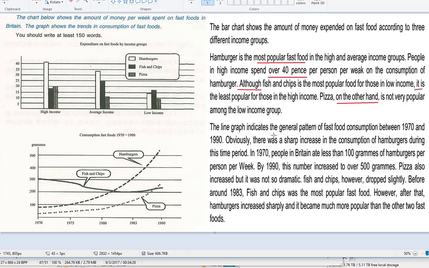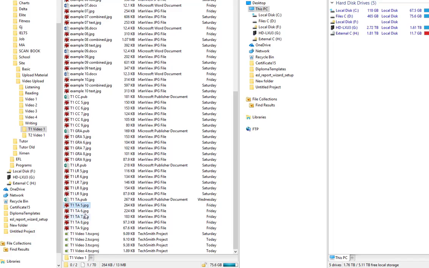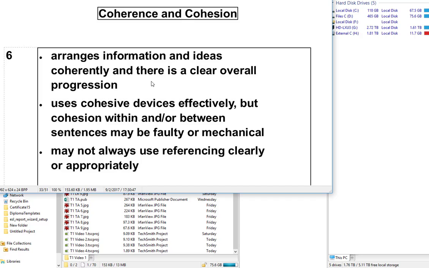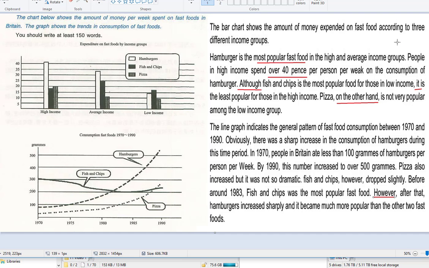The line graph indicates what? Before around 1993, fish and chips was the most popular fast foods. After that, hamburgers increased sharply. So you're talking about fish and chips? Oh, here's the word however. Okay. And after that, hamburgers increased sharply, and it became much more popular than the other two fast foods. Okay, so no, not task achievement. Yeah, there is progression, but yeah, cohesion can be faulty between sentences, as we saw here. Okay, so 6.